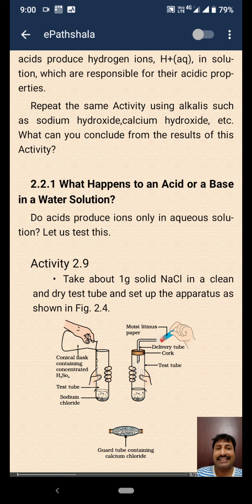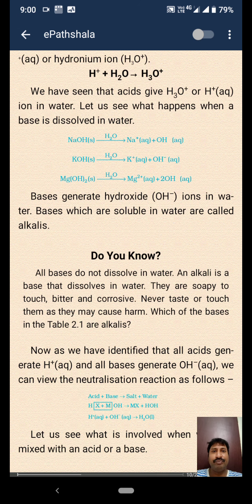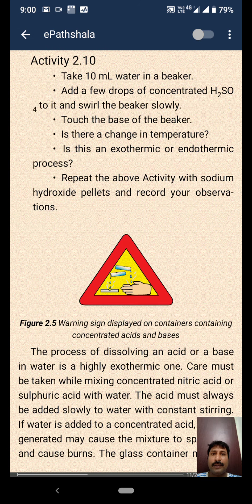What happens to an acid or a base in a water solution? See, whenever HCl plus water, it will form H3O plus and Cl minus. So the ions will be liberated into it. Okay. Sodium hydroxide, when it is added to water, will produce sodium plus and OH minus, that is in aqueous state. Okay, so all the hydroxides will be like that. Okay, acid plus base gives salt and water.